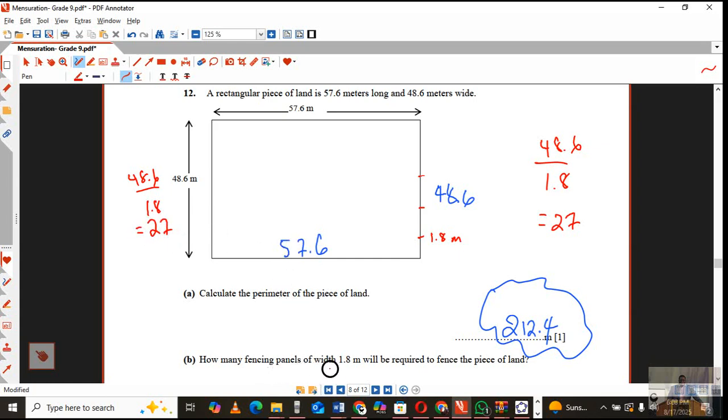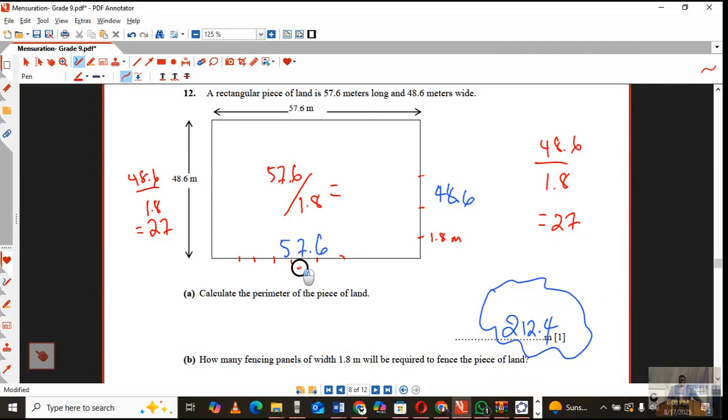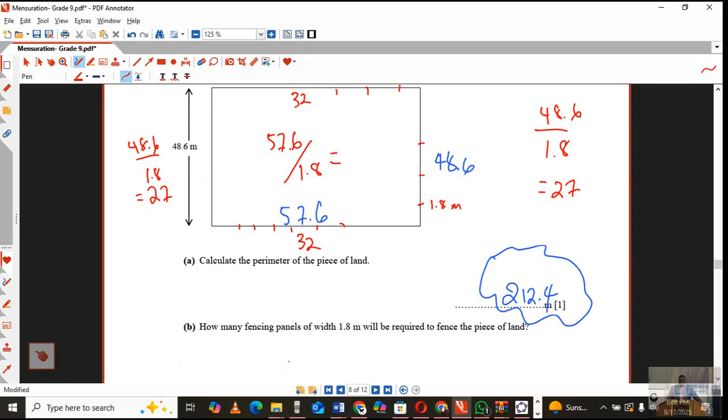How many fencing panels of width? Okay, here on the length, 57.6 divided by 1.8 to see how many of them are we going to put in here, of course. So you're going to say, wait a minute, 57.6 divided by 1.8, that gives you 32. So there will be 32 over here and the same 32 over there, of equal widths. Right, so how many of them will there be? So it's 32 times 2.